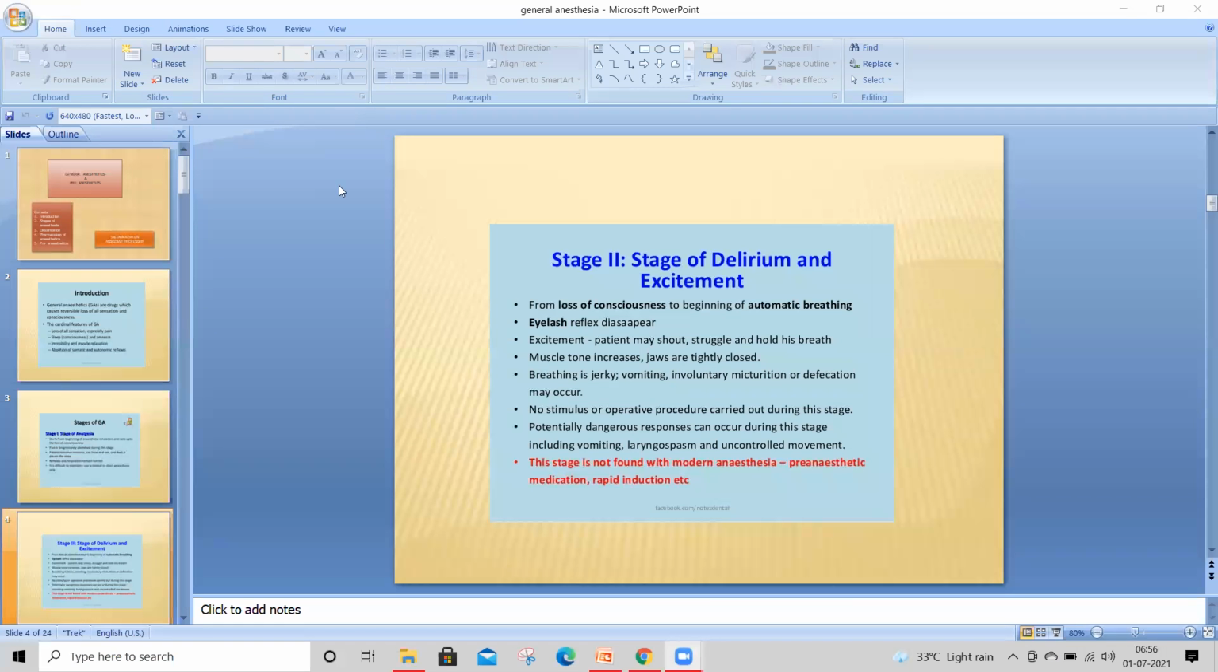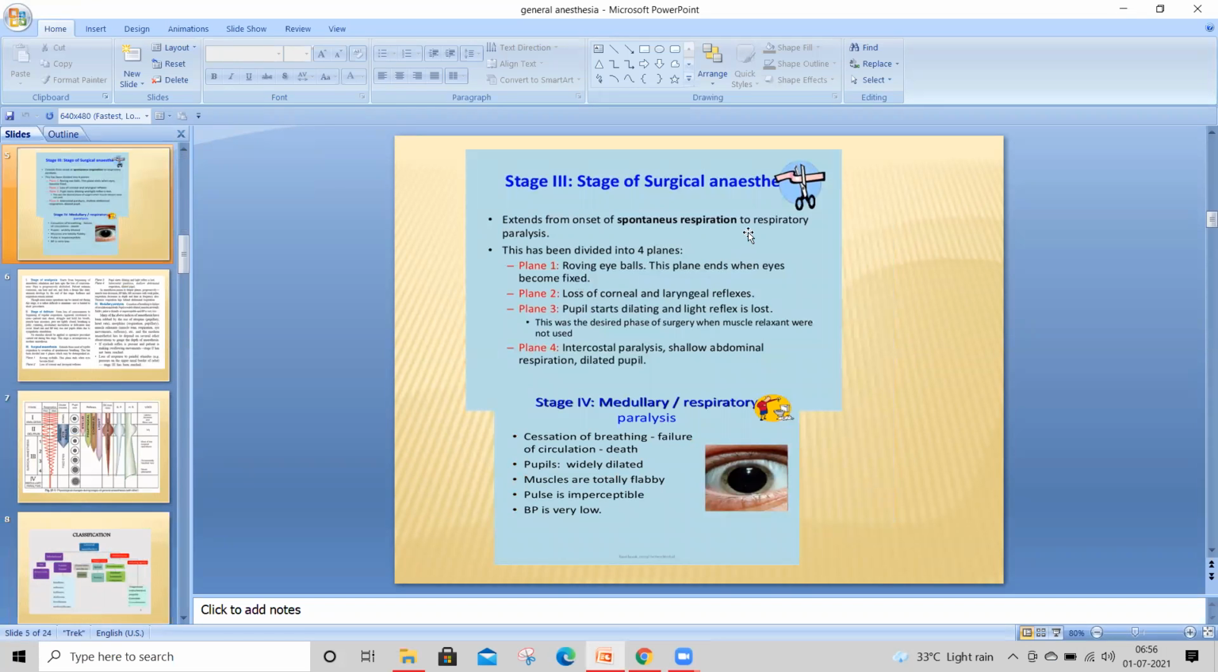you have to know, the third stage is surgical anesthesia. That means in this stage the surgical procedure is carried out. In this stage 4 phases are there: plan 1, plan 2, plan 3, plan 4, and you have to remember these planes. In exams they may ask what are the phases of the third stage of general anesthesia. And the fourth stage is medullary or respiratory paralysis. Name, along with a simple introduction, you have to know.